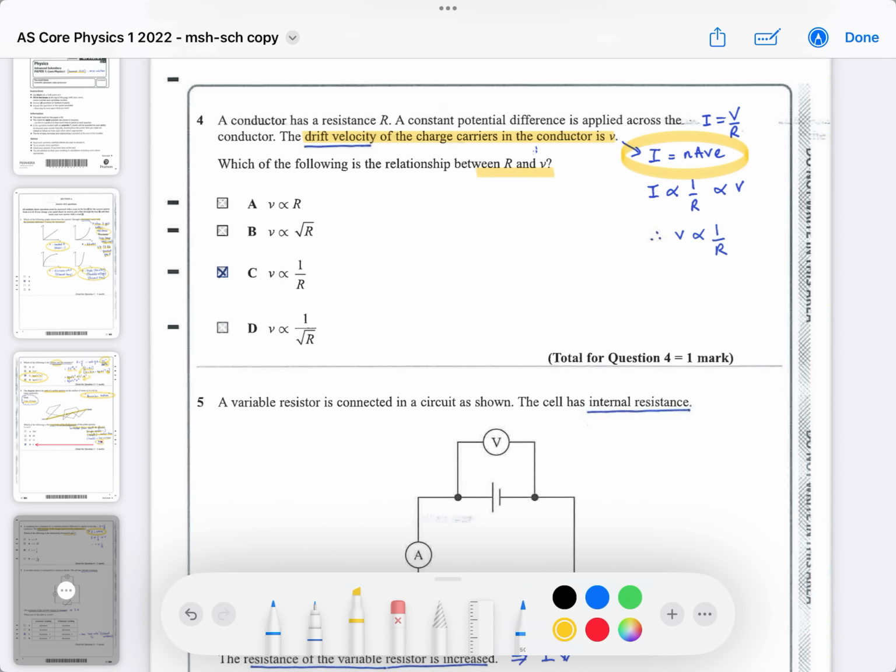Well, we know they've given us the resistance. And of course you know that I is V over R. So you can replace I here with V over R. In other words, I is proportional to 1 over R, which is proportional to v. So v and R are inversely proportional. There is no square root involved. So the answer is C.